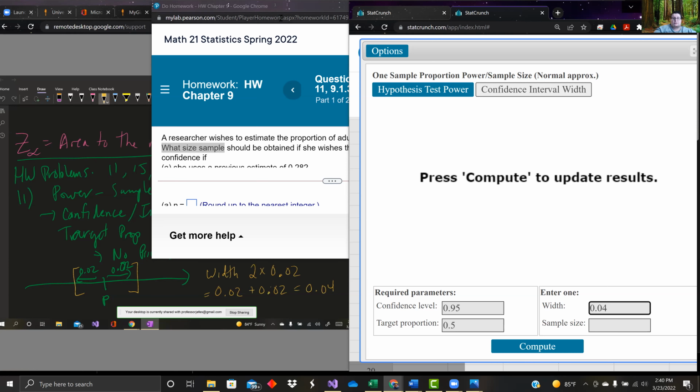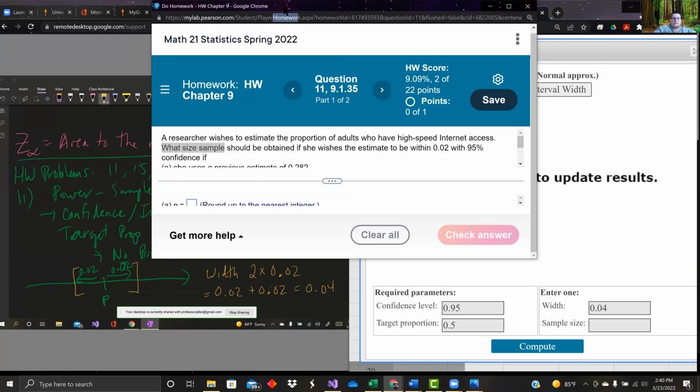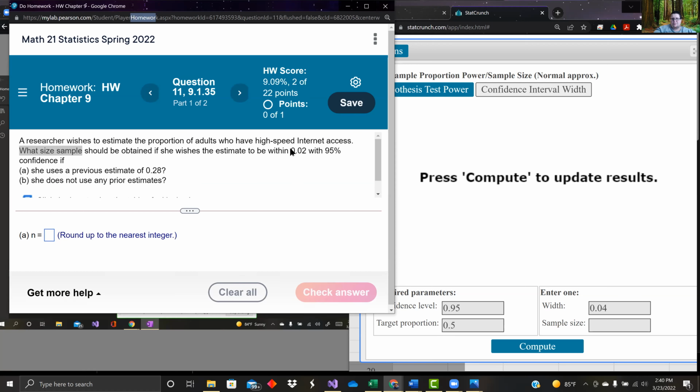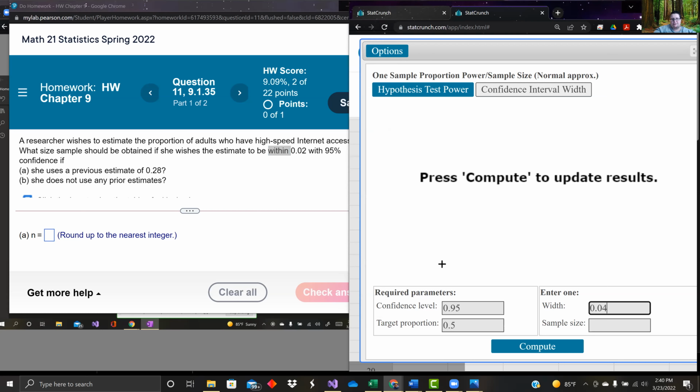So I got my confidence level. I got my width from this. It says the estimate to be within 0.02, which means either direction 0.02. That's where I got the width. And my previous estimate I need to put in for part A is right here, is 0.28. And I click compute.